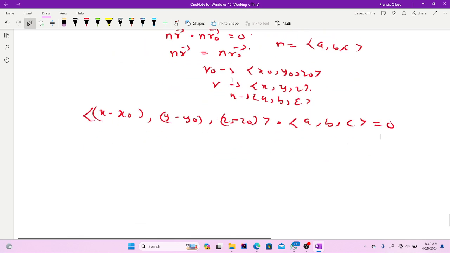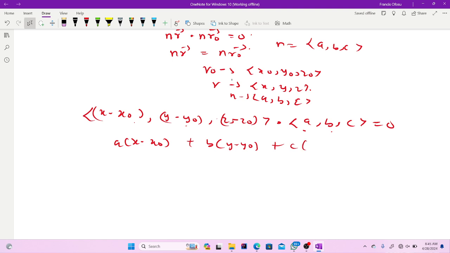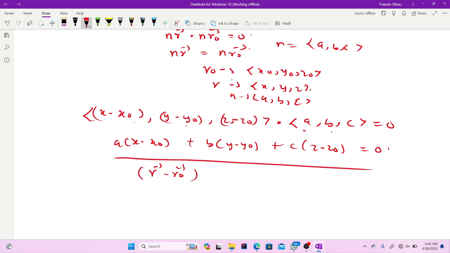So the dot product is simply that I take my a and multiply it by the first one, plus b multiplied here, plus c, which should give me what? 0. So a(x minus x naught) plus b(y minus y naught) plus c(z minus z naught) is giving us 0. And this gives us our equation of the plane. But r minus r naught dot n is equal to 0 is the vector equation of a plane. So this is how we determine the equation of a plane.